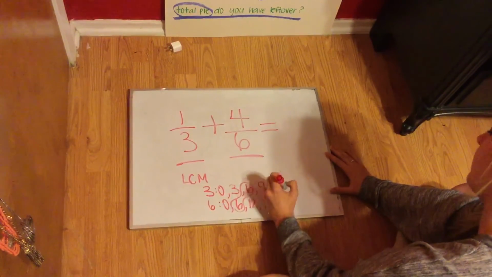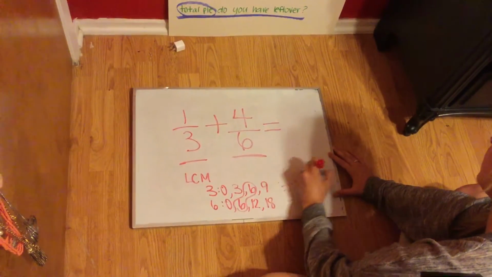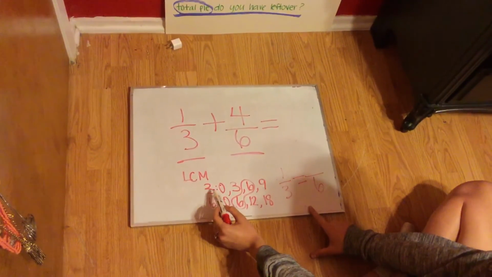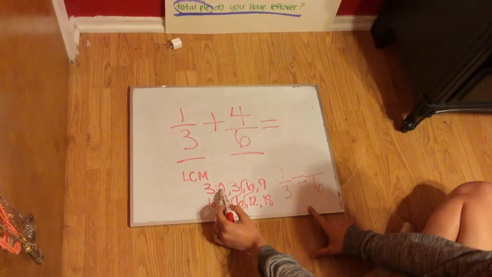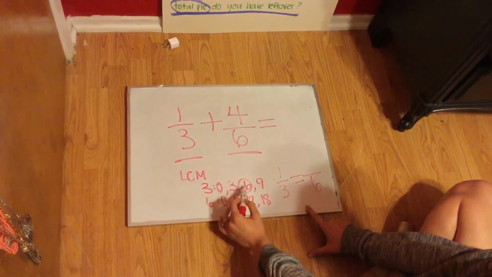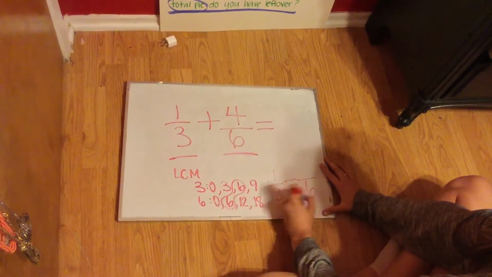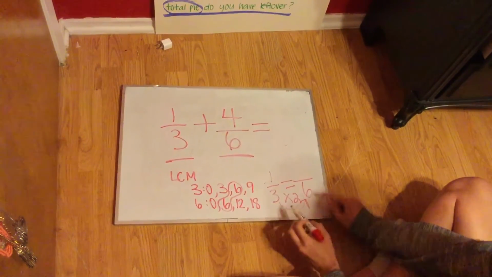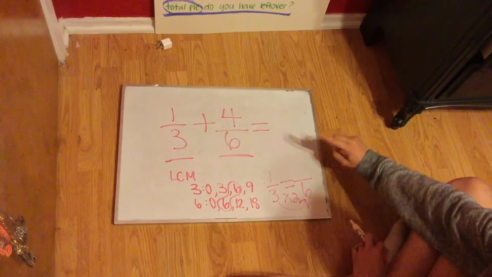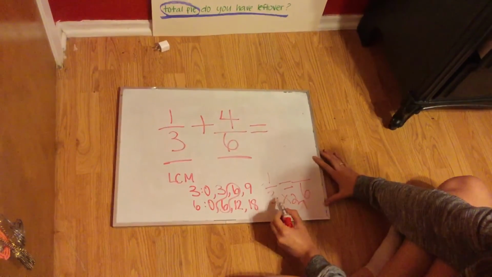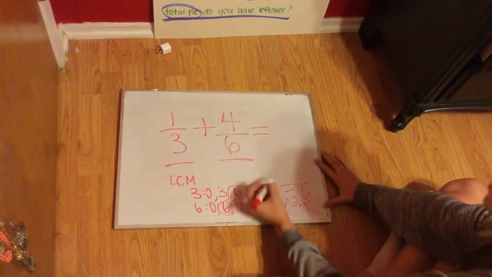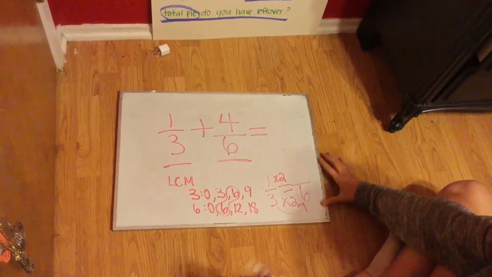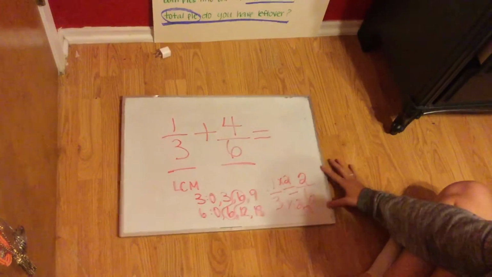So I'm going to come down here and write my 1/3, and we know that it needs to be a 6 in the denominator. So if you come over here, you can see that 3 times 2 is 6. So you know that you have to do 3 times 2 to get your 6. Whatever you do in your denominator, you have to do the same thing to your numerator. So since we did 3 times 2 is 6 in the denominator, we're going to do 1 times 2 in the numerator. So that gives you 2/6.